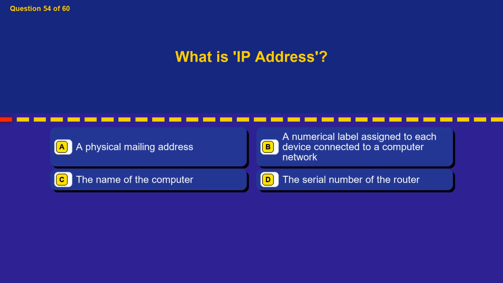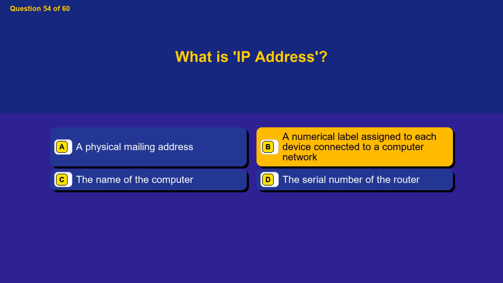Question 54. What is an IP address? Option A. A physical mailing address. Option B. A numerical label assigned to each device connected to a computer network. Option C. The name of the computer. Option D. The serial number of the router.